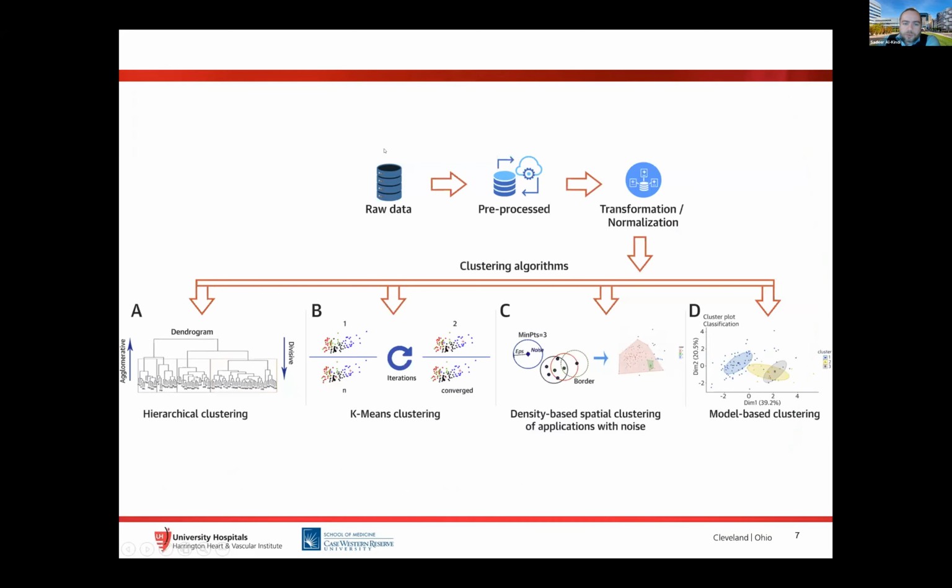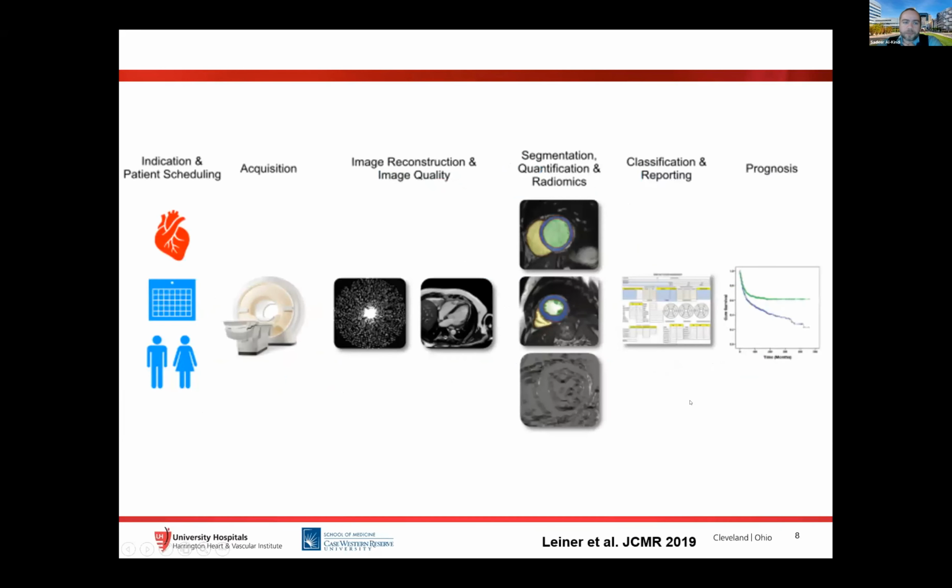So how do we do this? We get raw data from various sources. Let's take an example of CT. We pre-process the CT and maybe extract the coronaries and the myocardium. We do some transformation and normalization, and we identify different clusters. There are various clustering algorithms that can identify patterns within these data sets and identify novel phenotypes that we can then test with respect to prognosis or response to therapies.